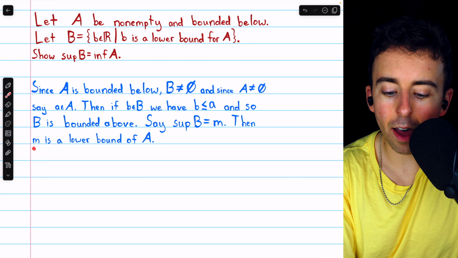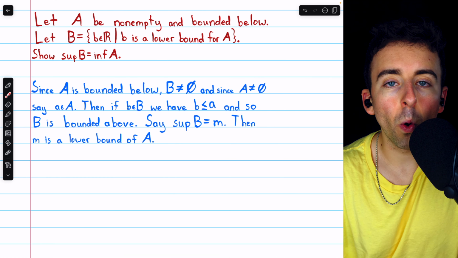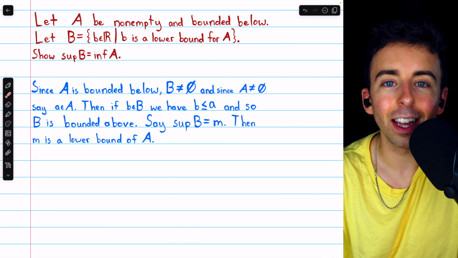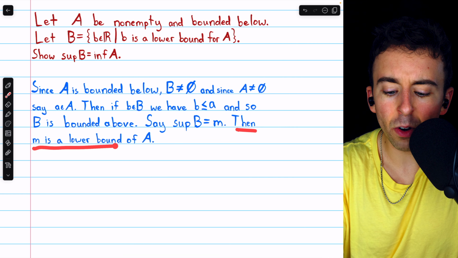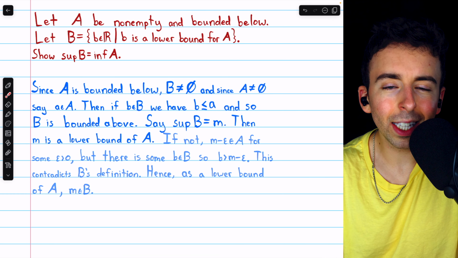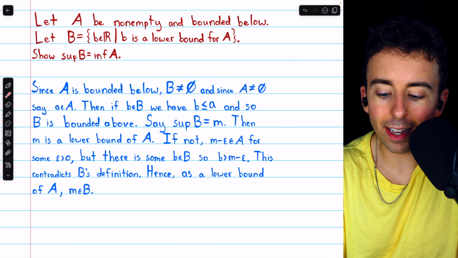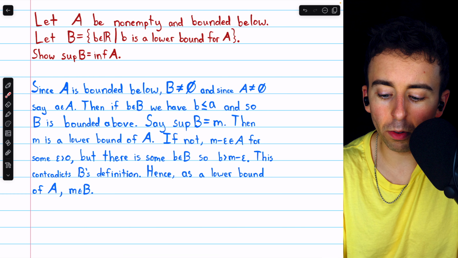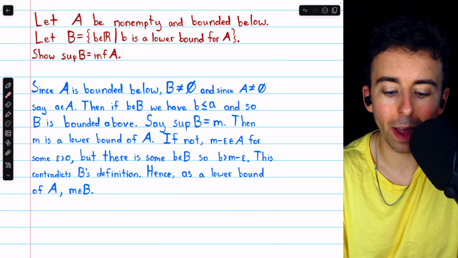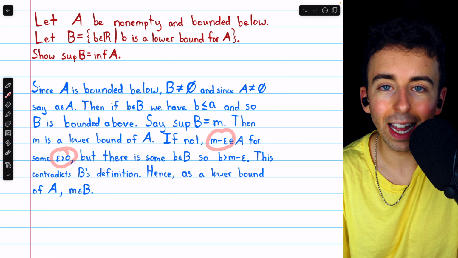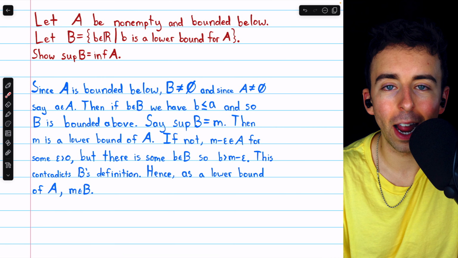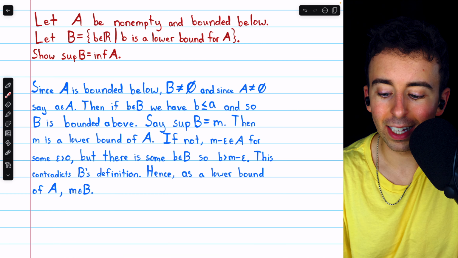Then we claim that M is a lower bound of A. Of course, we need to show that it is the greatest lower bound to show that it's the infimum of A. But first, let's justify this claim. How do we know that M, the supremum of B, is a lower bound of A? Well, let's use a contradiction argument. If M isn't a lower bound of A, then there's some number M minus epsilon that is in A. So if M's not a lower bound, we could take something away from M and get something smaller, which is in A. That's what it would mean for M to not be a lower bound. There's some smaller number that is in A.